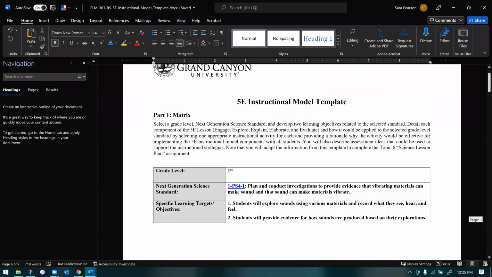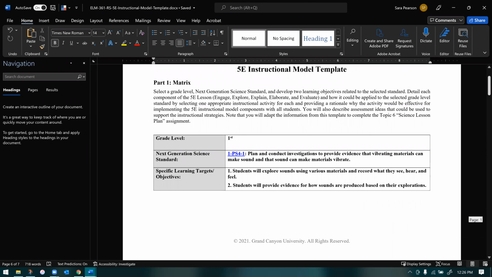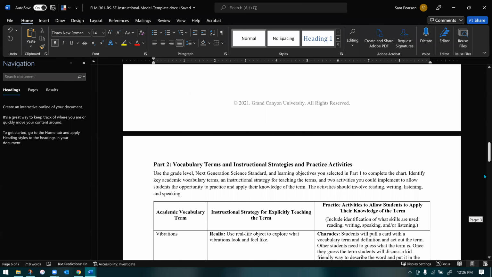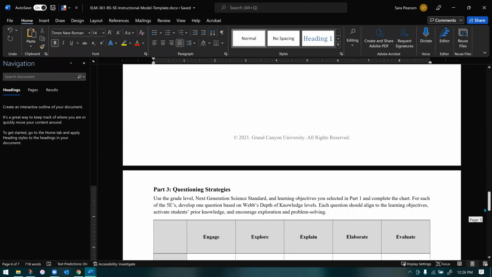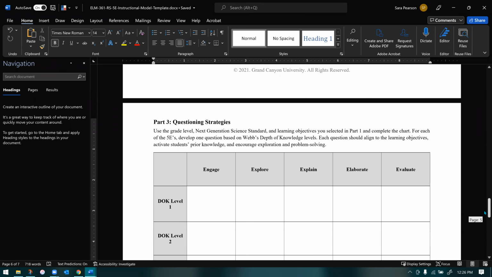So when we look at the template at the very top, we had already identified our grade level and our standards and objectives. Now we're scrolling all the way down to part 3. And we're going to do the questioning strategies portion.